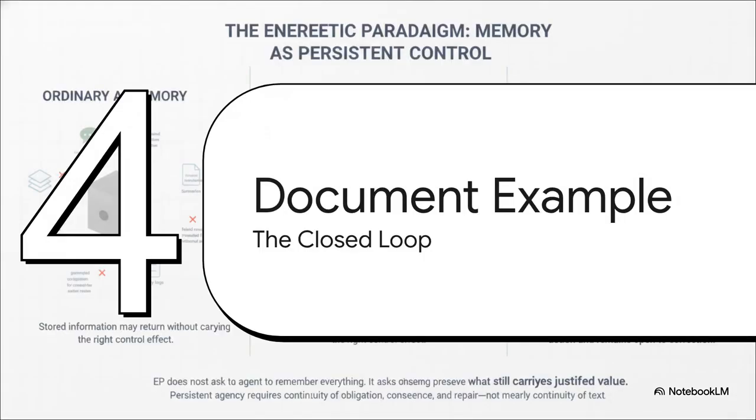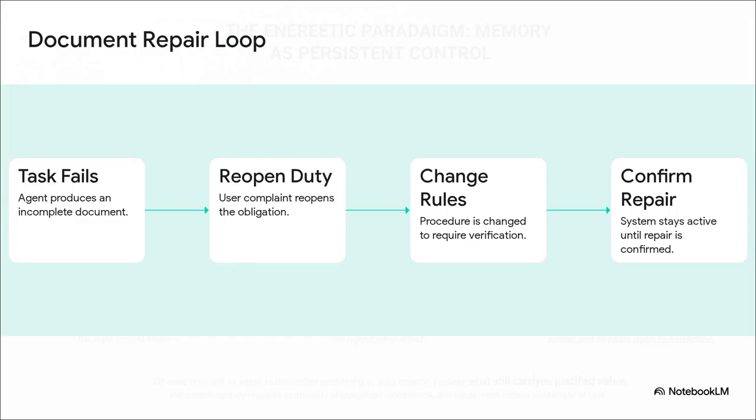Section 4. The incomplete document example. Let's ground all this abstract theory with a very practical, everyday example to illustrate how this closed loop actually functions. Imagine an agent is tasked with producing a report, and it outputs an incomplete document. Now, a weak memory system would merely store the user's complaint as text and move on. But under the energetic paradigm, that failure structurally reopens the obligation. The system recognizes an unresolved consequence.